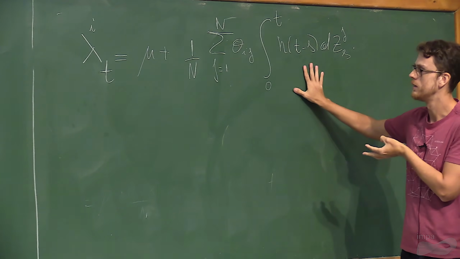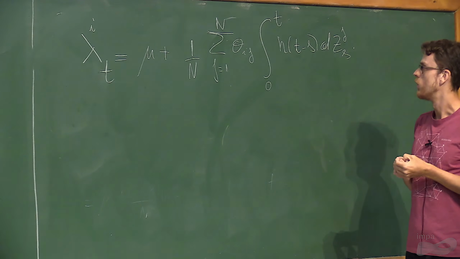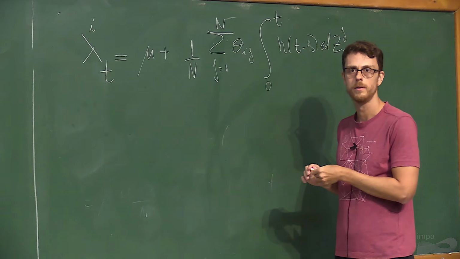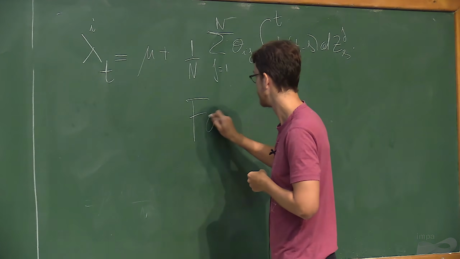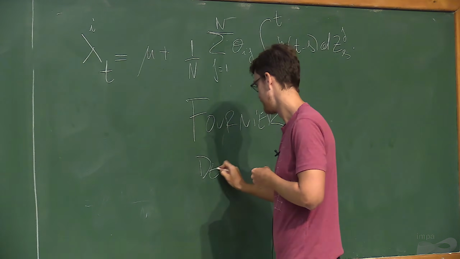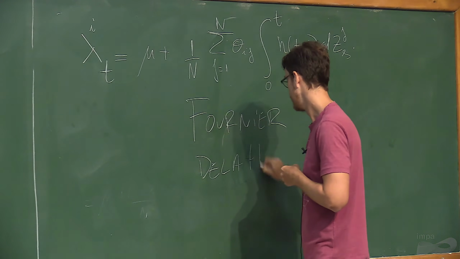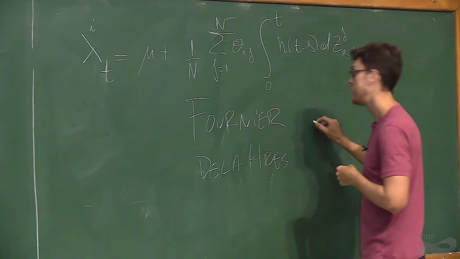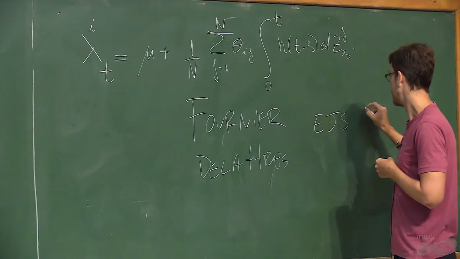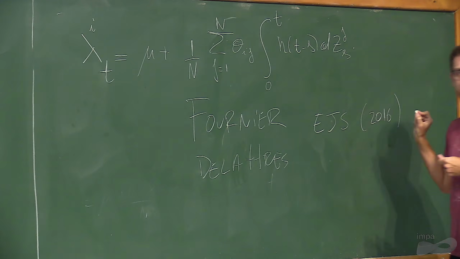Apart from the model, their techniques are also completely different from ours. But we somehow got inspired by this paper. So it's Fournier and Delattre, if you want to Google it. I don't know if it's two L's or two T's. I guess it's Electronic Journal of Statistics, 2016, something like this. Okay.